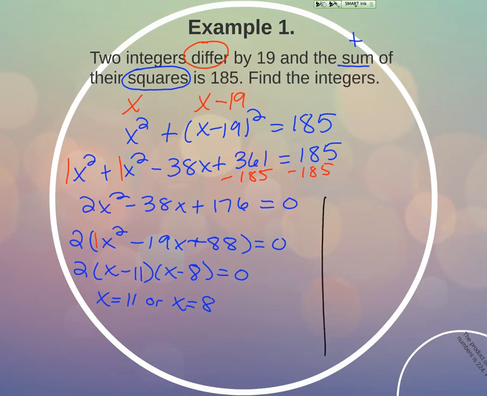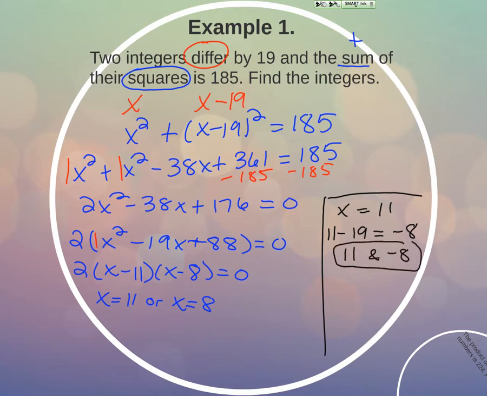So going back up to here, I had x and x minus 19. Well, if x is 11, if I do 11 minus 19, I get negative 8. So then I have 11 and negative 8 as one set of answers. Those two numbers differ by 19, and their sum is 3.